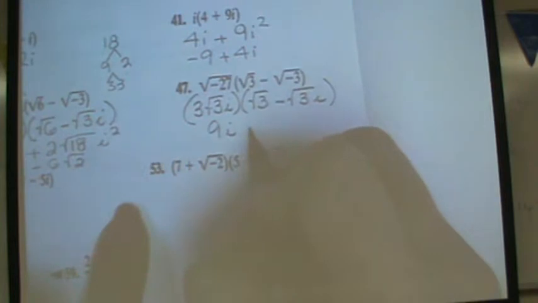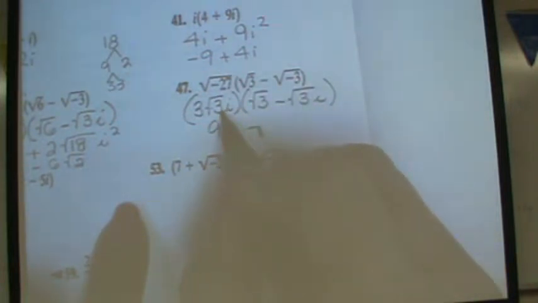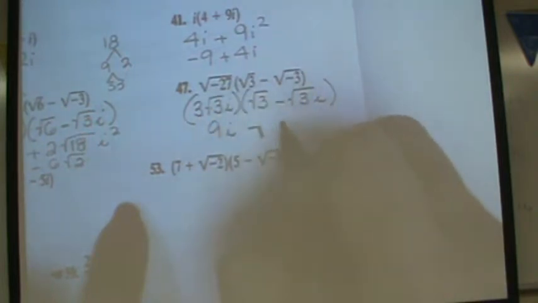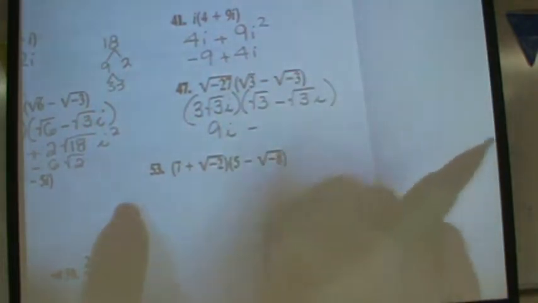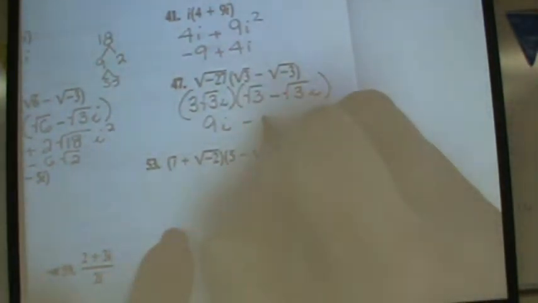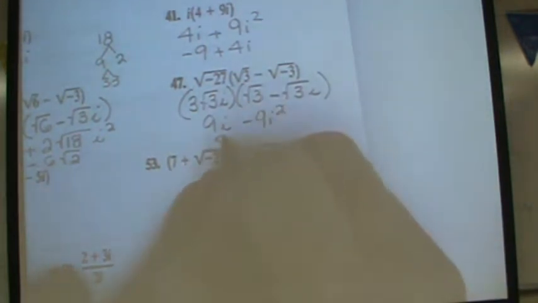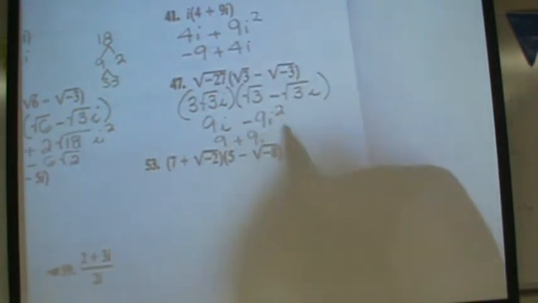9i, and then minus these 3's, that 3 comes out. So you have 3 times 3, which is root 9, which is 3. 3 times 3 is 9, so it's 9i squared. And this is actually equal to plus 9. So your answer here would be 9 plus 9i, because that equals 9.